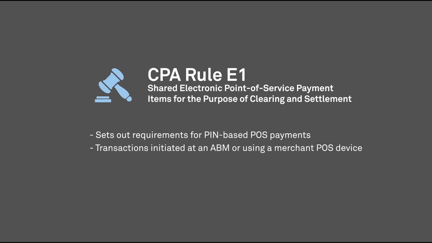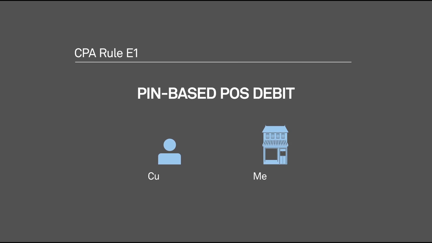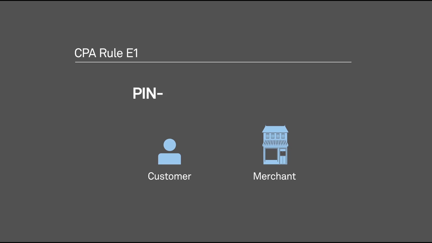These transactions are initiated at a bank machine or using a merchant's POS device. They can be either debits or credits. PIN-based POS debits are initiated by an individual to pay for goods or services or to obtain cash at an ABM. They result in a debit to a cardholder's account. PIN-based POS credit transactions are initiated by a merchant to credit the cardholder's account in the case of purchase returns or refunds.